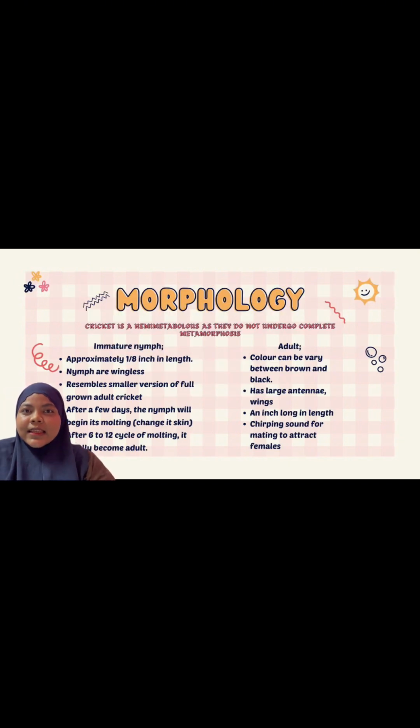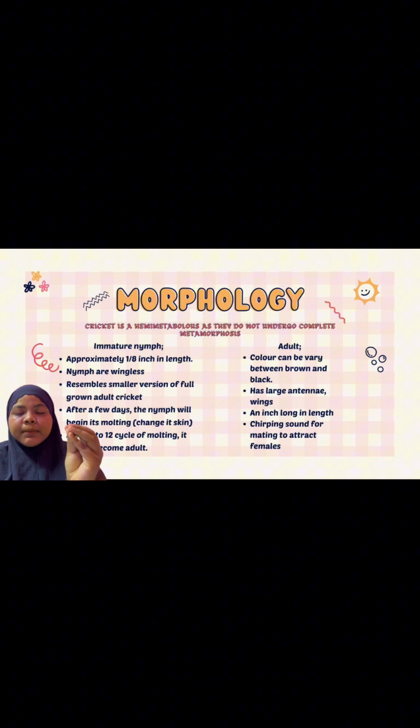Next is the morphology. Cricket is hemimetabolous as it does not have a complete metamorphosis process. The complete metamorphosis process is called holometabolism. They only have eggs, nymph, and adult. They skip the larvae stage.